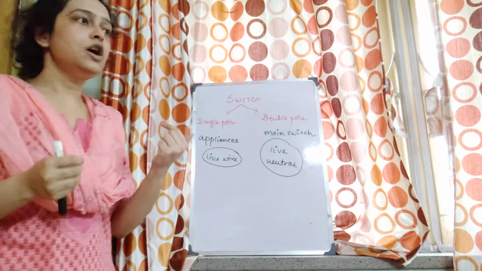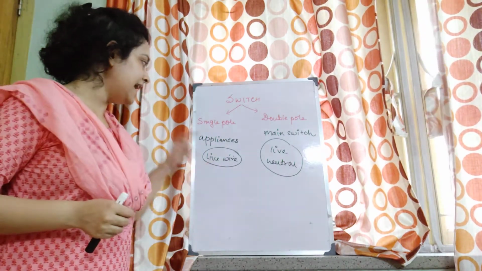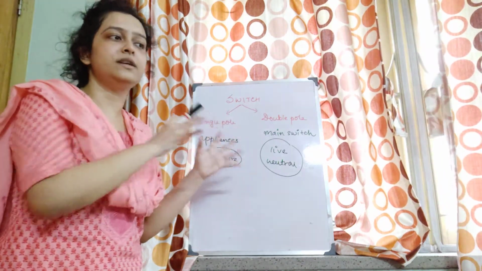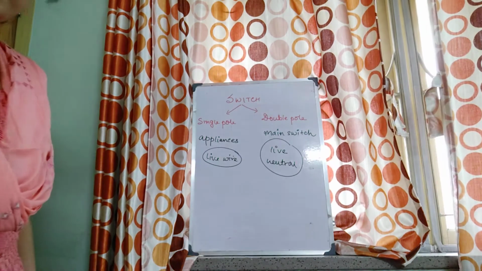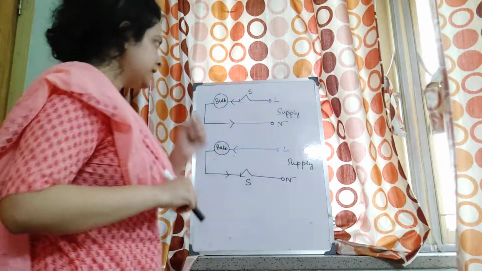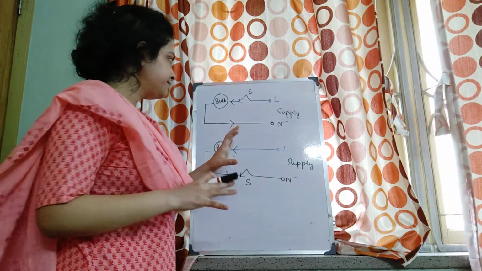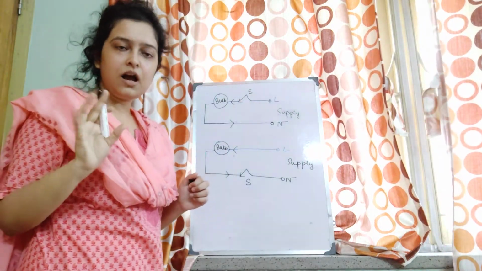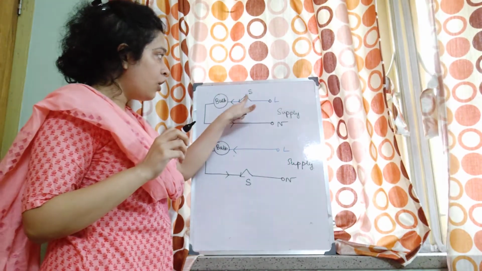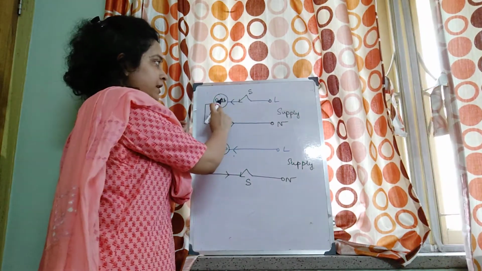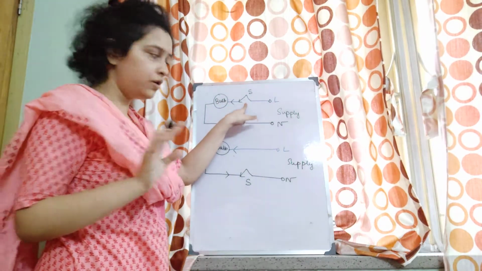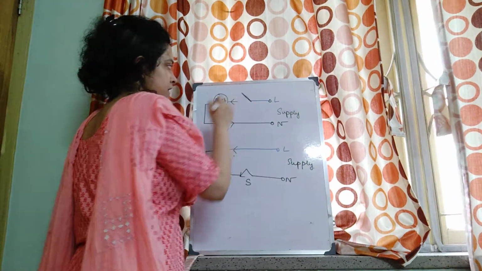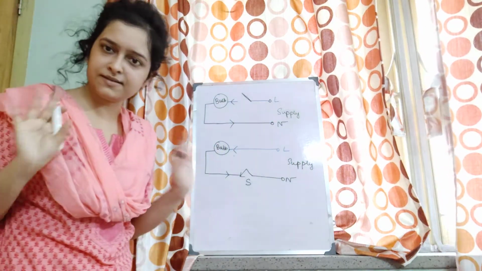Now let's learn why the switch is always connected in the live wire, that is, for the appliances. Why do we connect the switch with the live wire? Now see, suppose this is the switch. I hope you remember in class 9 we have done how we represent a switch. This is in on position, that means the bulb will be glowing. And this is switch off, that means the bulb is not glowing.